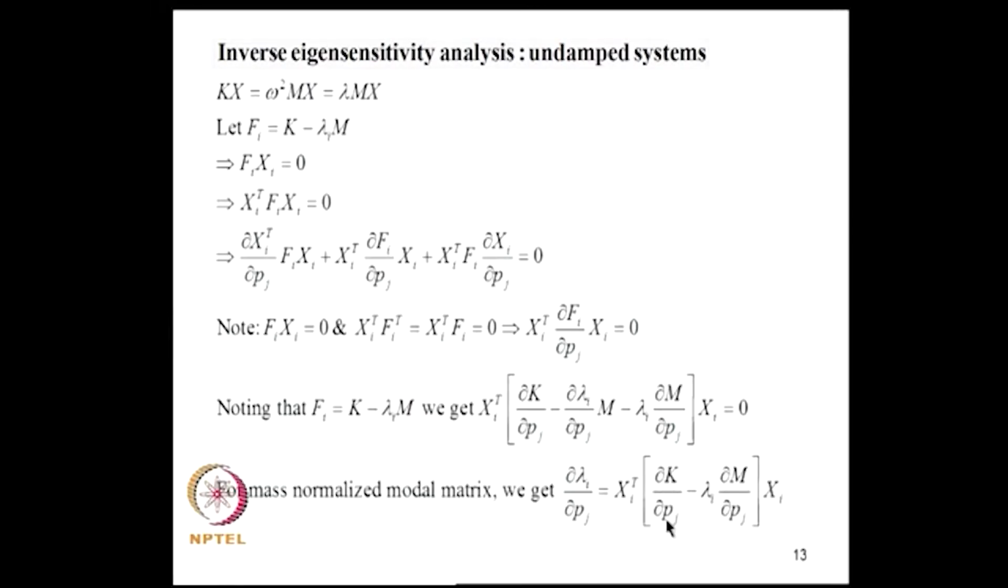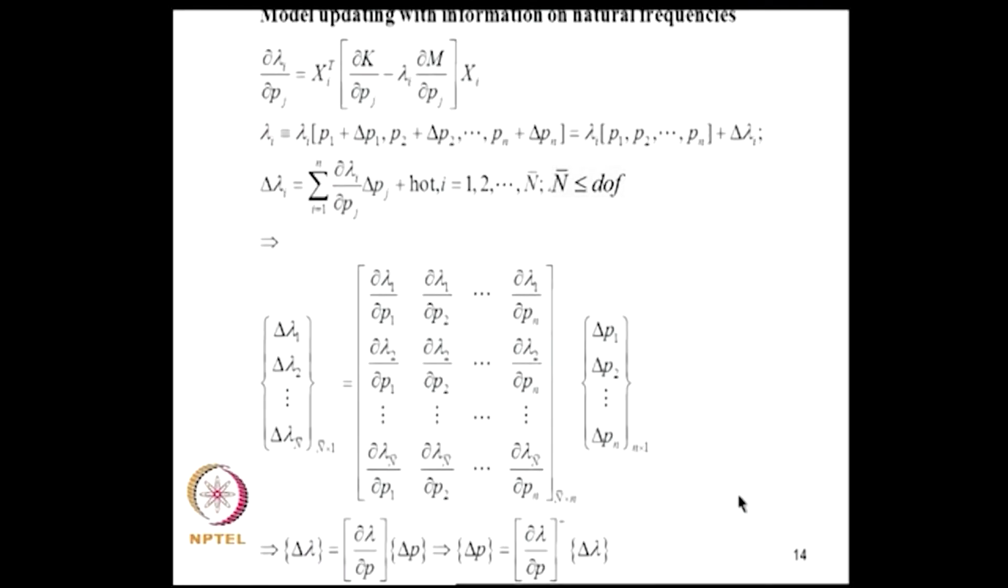Suppose pj is the stiffness, suppose in a beam frame structure, one of the pj is EI of one of the elements. So, when you assemble the global stiffness matrix K, you will be able to identify which element is associated with that parameter, and you will be able to arrive at this differential. Now, this is sensitivity analysis.